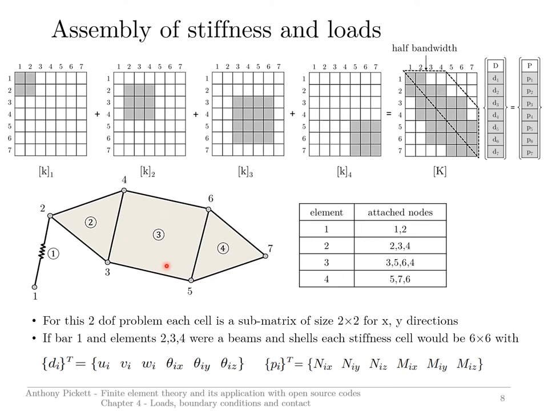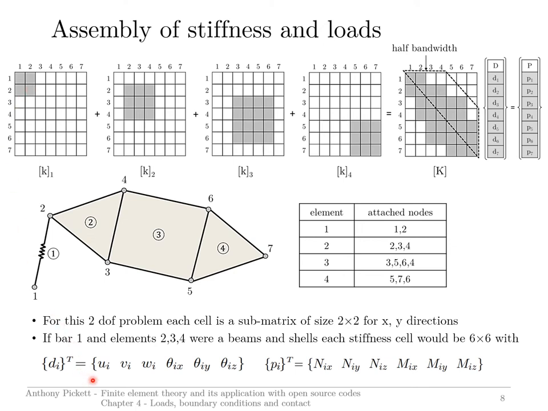In this case, for the stiffness matrices in the adding process, in the summation process, for example, if we look at this one here, each of these cells would become a sub 6 by 6 stiffness matrix, the whole thing being a 12 by 12.